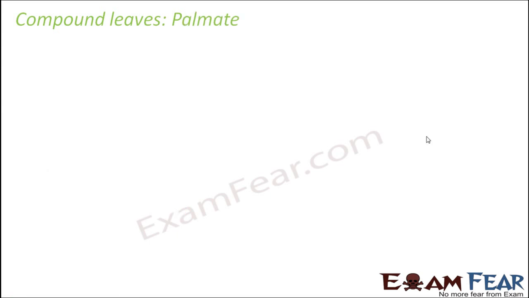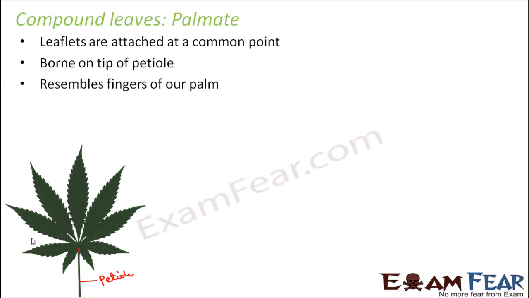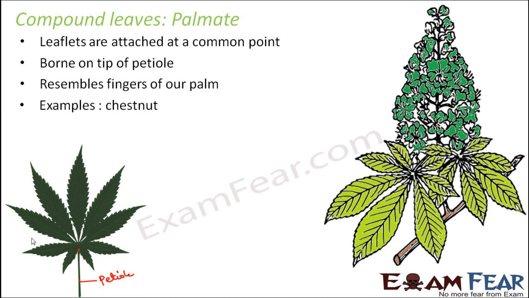Now, let us look at the palmate compound leaves. Here the leaflets are attached at a common point, like the fingers of a palm. They resemble the fingers of a palm. So we do not see the presence of a common axis here. They are borne on the tip of the petiole. So this is the petiole or the leaf stalk. So at the tip of the petiole, these leaflets are borne. They resemble fingers of our palm. Example is chestnut. So if you look at these chestnut leaves, see, this is the tip of the petiole and from there all the leaflets are formed. So this is about the palmate compound leaf.